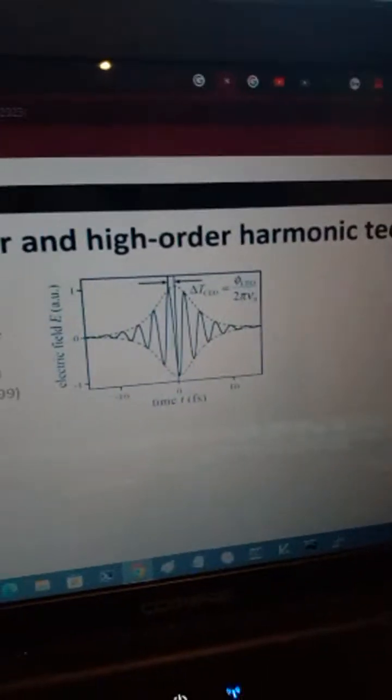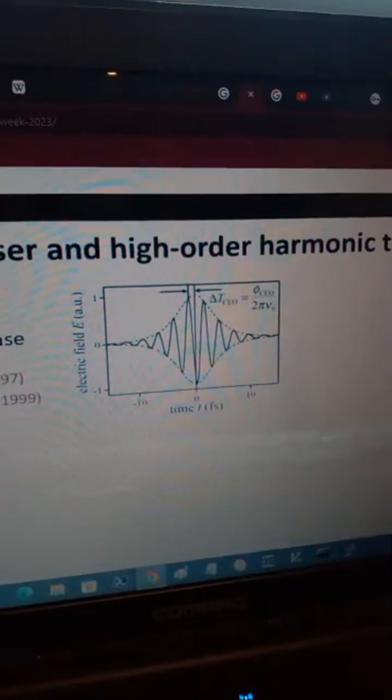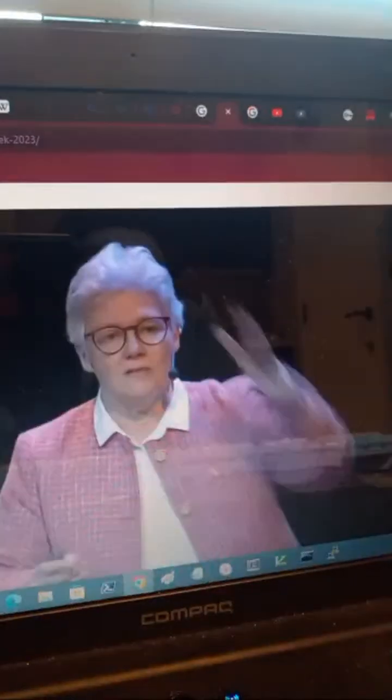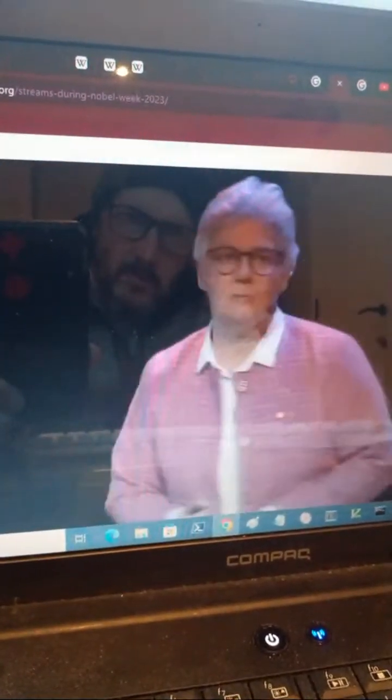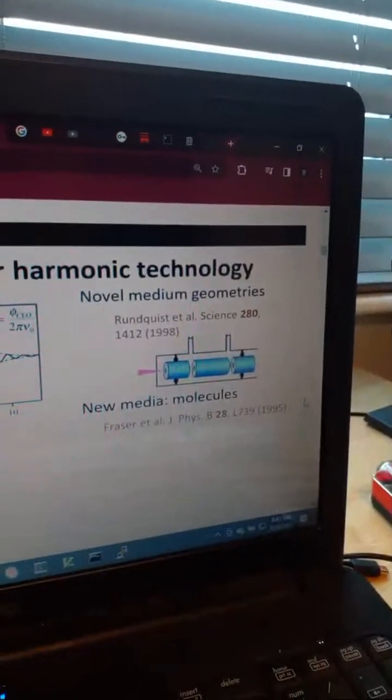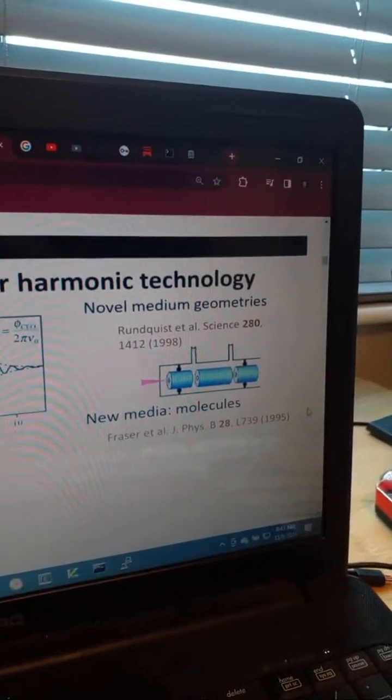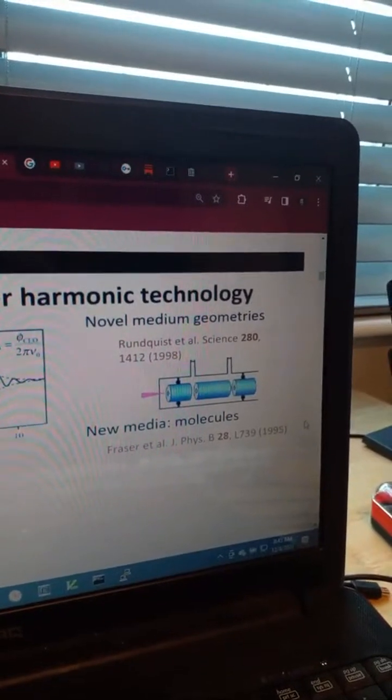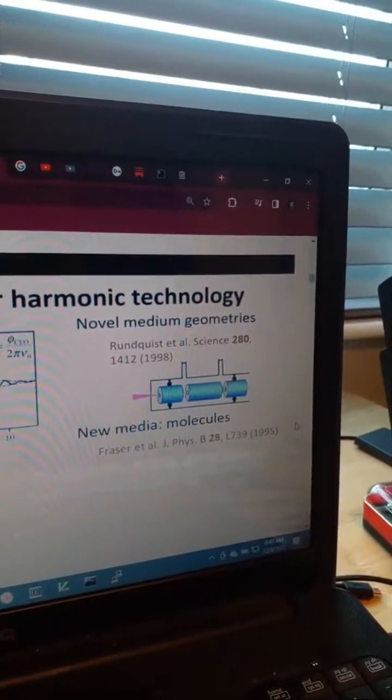The carrier envelope phase is the phase offset between the electric field and the envelope, and this was going to be very important for the generation of single attosecond pulses. Then you have novel medium geometries like cells or capillaries. You have also new media that are being explored, molecules.